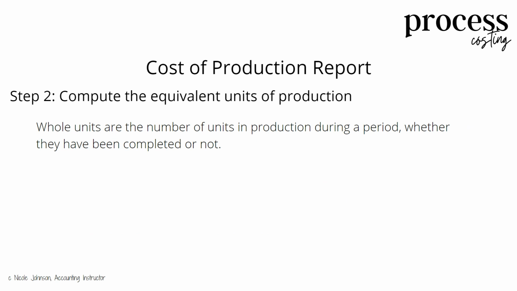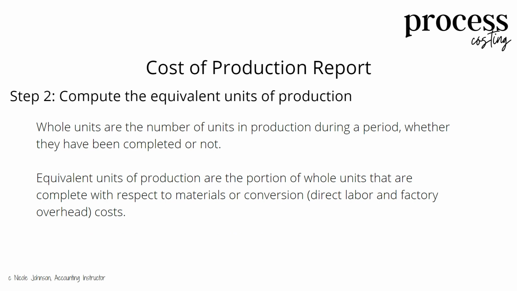In step 2, we compute the equivalent units of production. Whole units are a number of units in production during a period, whether they've been completed or not. Equivalent units of production are the portion of whole units that are complete with respect to materials or conversion, indirect labor, and factory overhead costs.